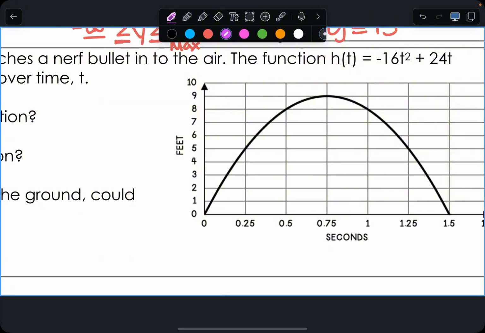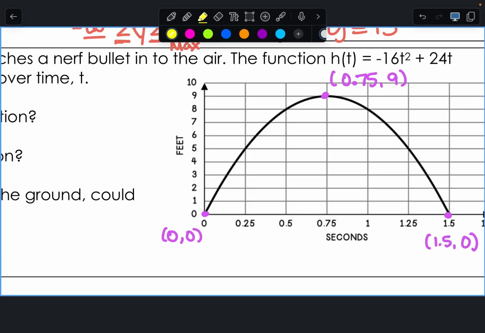All right, label the 3 points. What's your first point on the left? 0, 0. And what's the vertex? 0.75, 9. Okay. What's the x-intercept? 1.5, 0. Make sure you label it correctly.